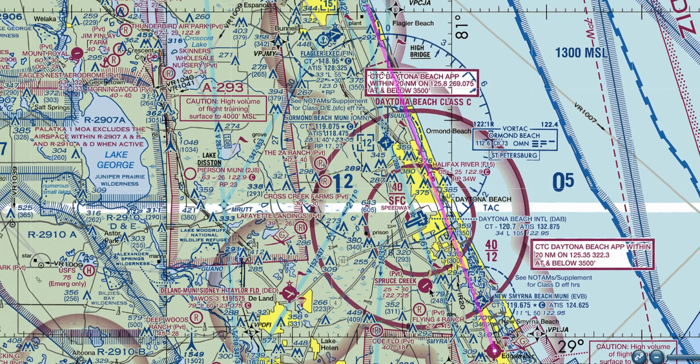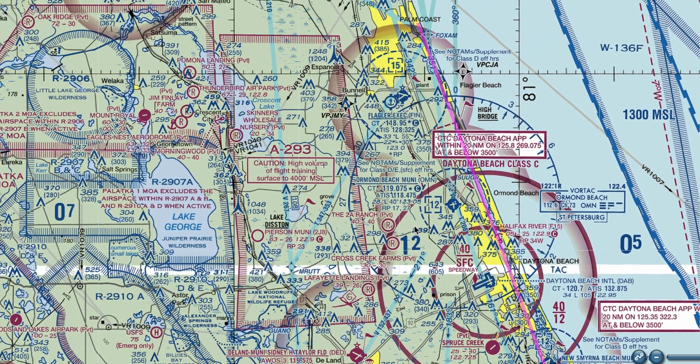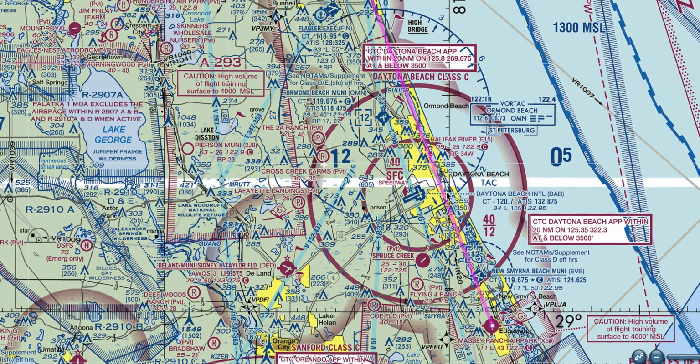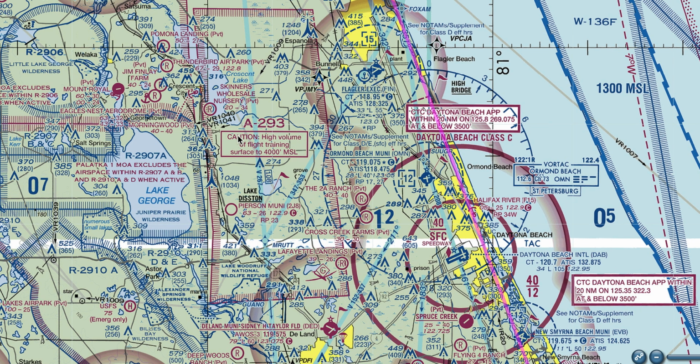Okay, so now let's see if we can notice anything else here. Boom. High volume of flight training, surface to 4,000 feet MSL. So that's what I mentioned just a second ago, what I wanted you to figure out. Daytona is notorious for one of the world's most famous and popular flight schools, and that is Embry-Riddle Aeronautical University. So this could potentially pose a threat to our operations, right?